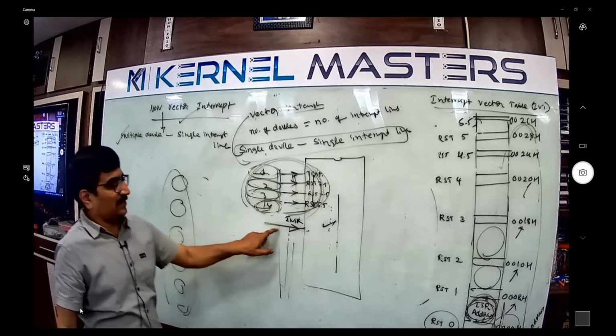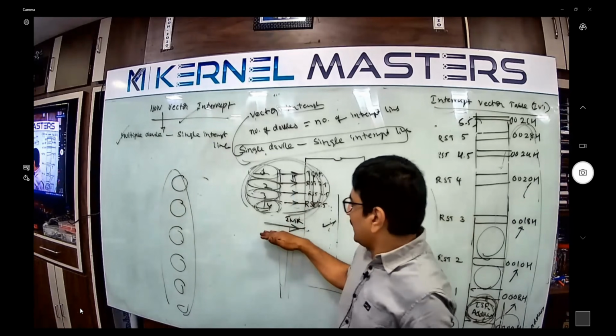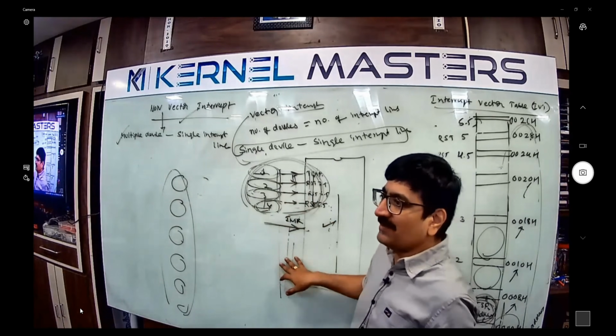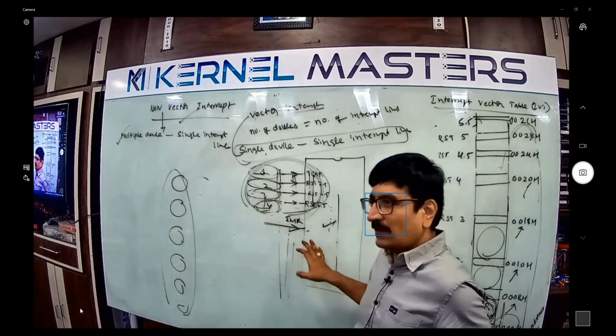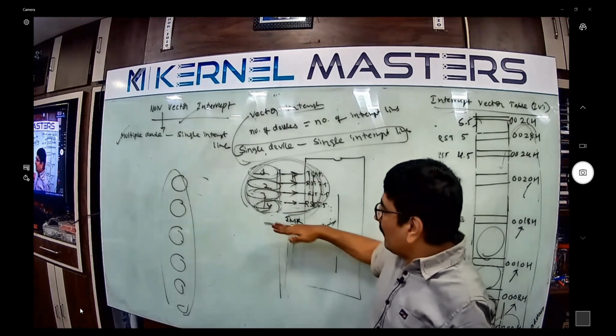So multiple devices are there, but only a single interrupt line. Only one line. Understood now? So only one line is there. The number of lines is reducing, the pin size is reducing, the size of the IC is reducing, and the microprocessor burden also reduces automatically.